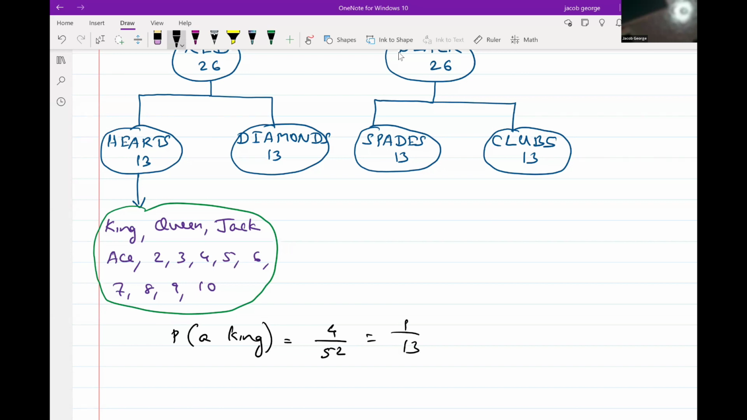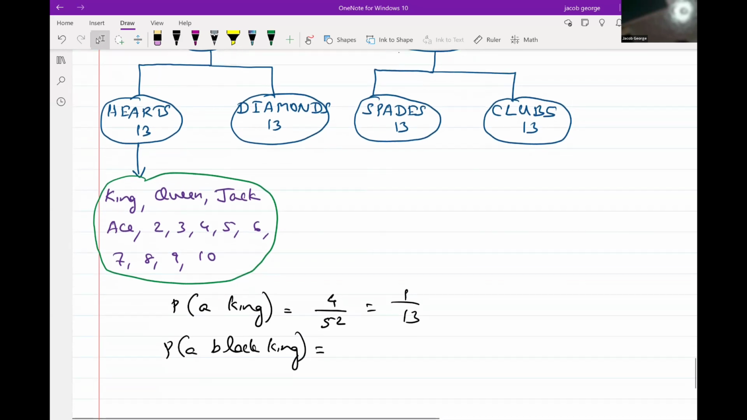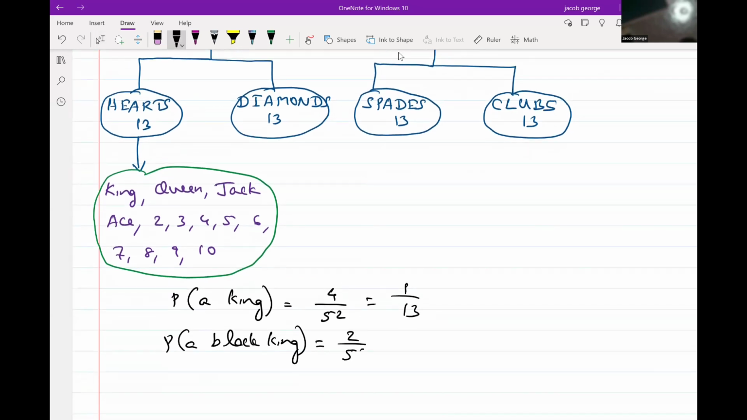Probability of getting a black king. How many black kings are there? Black colored: spade and club. In spade there is one king and in clubs one king. So it is 2 by 52, equal to 1 by 26. Black kings, 2 by 52, that is 1 by 26.